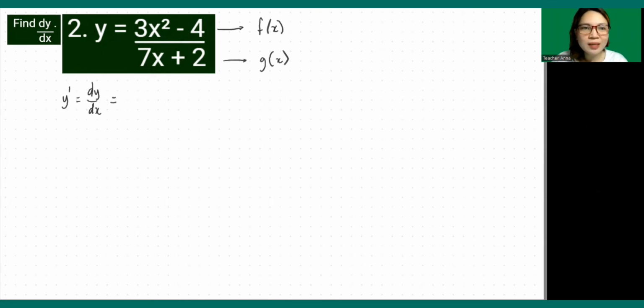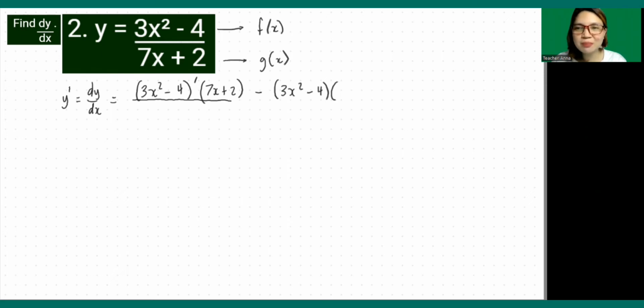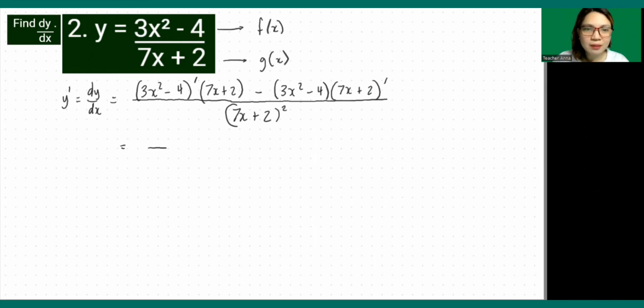So, we have equals the derivative of f of x, of the numerator. We have 3x squared minus 4 prime multiplied by the denominator, 7x plus 2. Then minus the numerator, 3x squared minus 4, multiplied by the derivative of the denominator, which is 7x plus 2 prime. All over the square of the denominator, 7x plus 2. There. Okay, so let us simplify this.